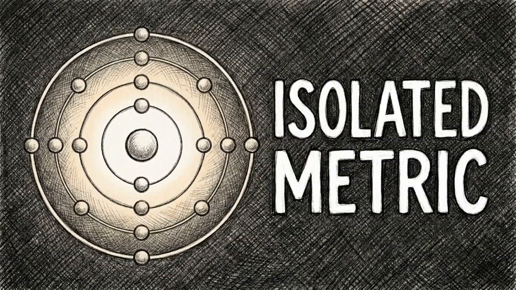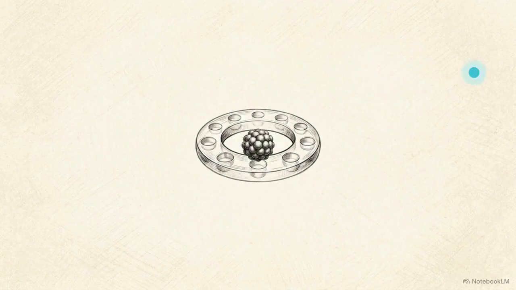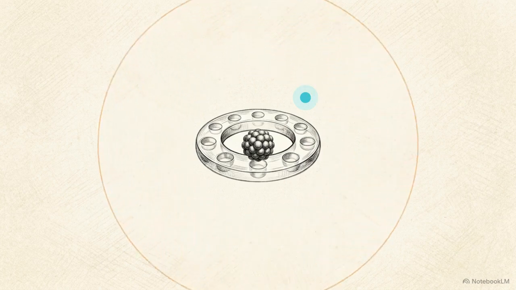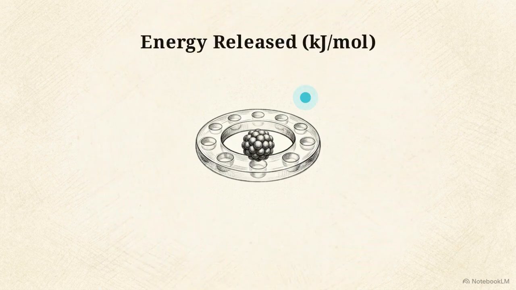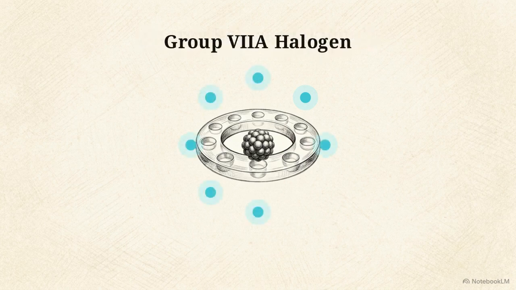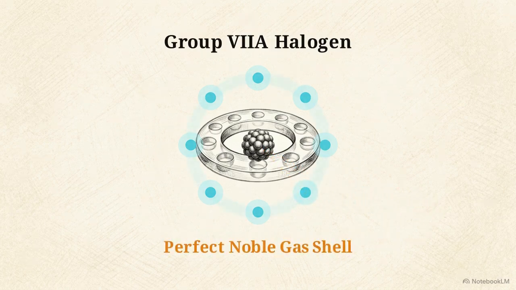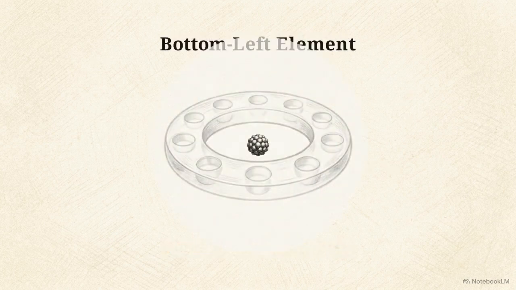In this isolated state, we measure electron affinity. This is an exact reading of how strongly that lonely atom wants to capture a loose extra electron drifting by. When an isolated atom successfully pulls a passing electron into its shell, a mechanical reaction occurs. The atom physically expels energy, measured in kilojoules per mole. The group 7A halogens release the most energy. Grabbing one electron gives them a perfectly stable noble gas shell.